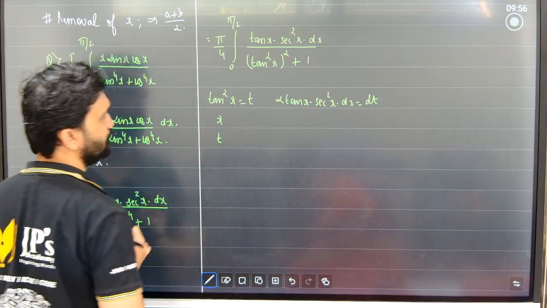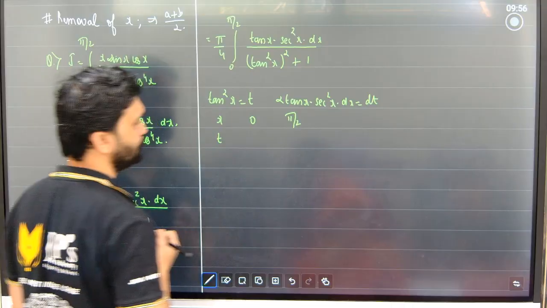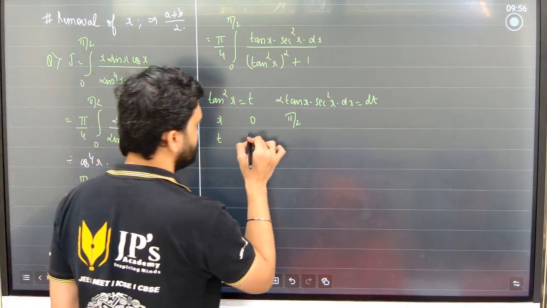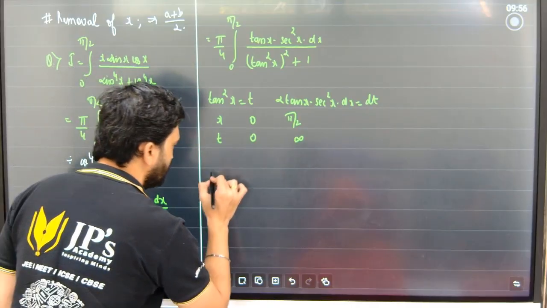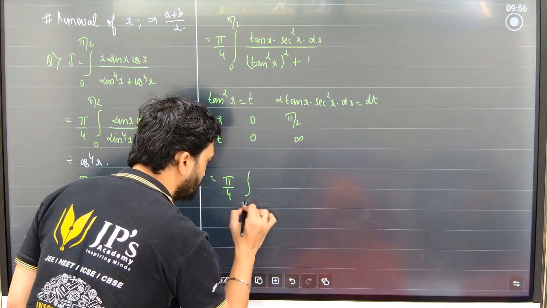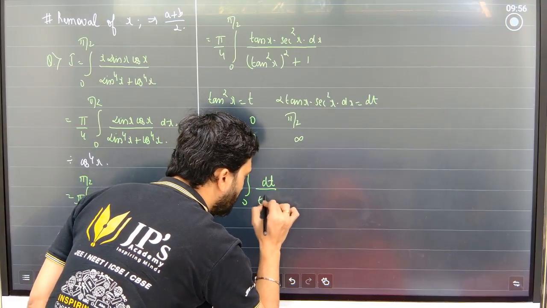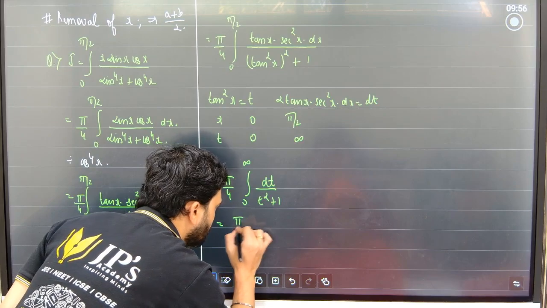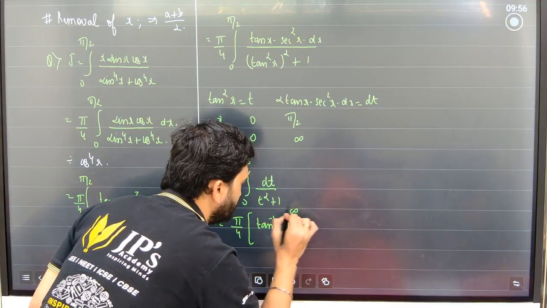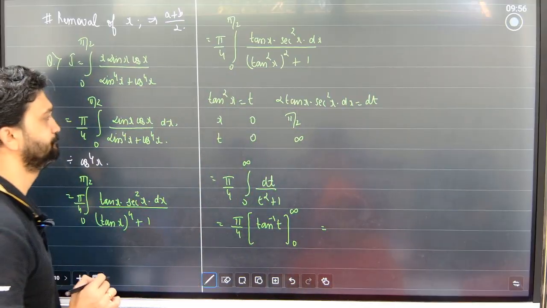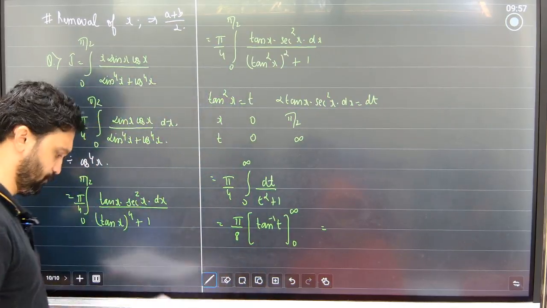Guys, this is my x, this is my t, this is 0, here we will put pi by 2. This is 0 and this is infinity, is equal to pi by 4, 0 to infinity. This will become dt upon t square plus 1 is equal to pi by 4 tan inverse t from 0 to infinity, which will become pi by 8, 0 to infinity.